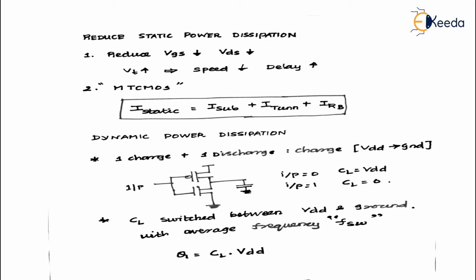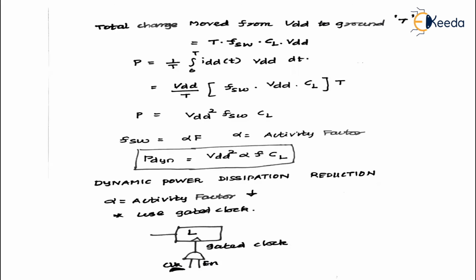So that there will be a path from VDD to ground. For the VDD to reach ground, there must be one charging condition and one discharge condition. So the load capacitance is switched between VDD and ground. At what rate? With an average switching frequency, which is FSW, at this particular frequency my capacitor is going to switch between charging and discharging. So what is the charge associated with the capacitor? The charge is equal to CL into VDD. We know that Q is equal to CV. That is what I have written. Q is equal to the load capacitance into the supply voltage.